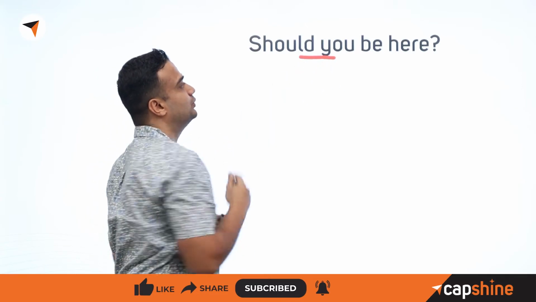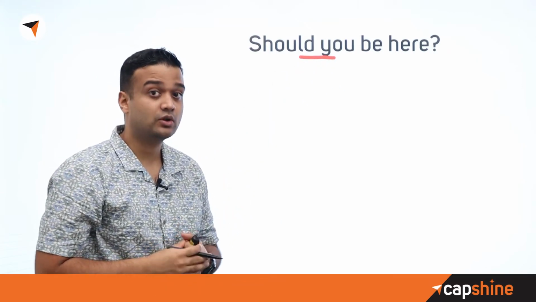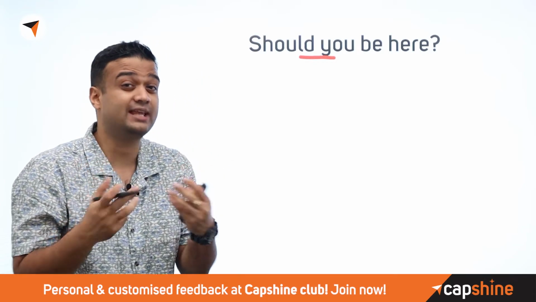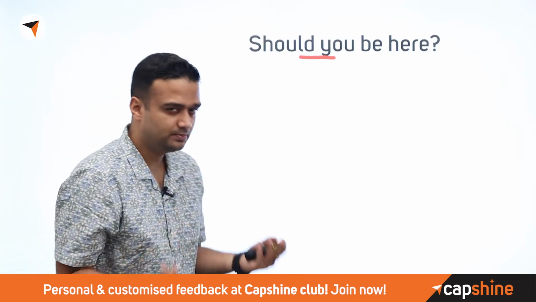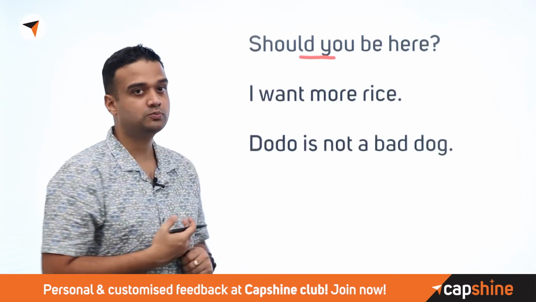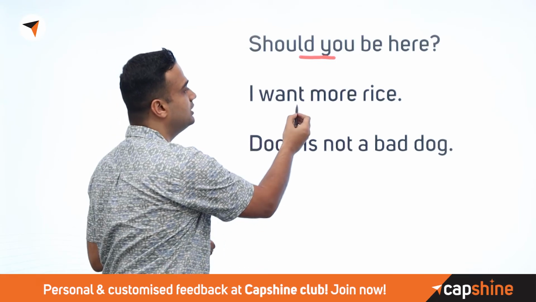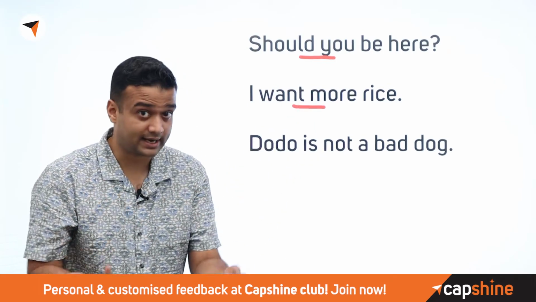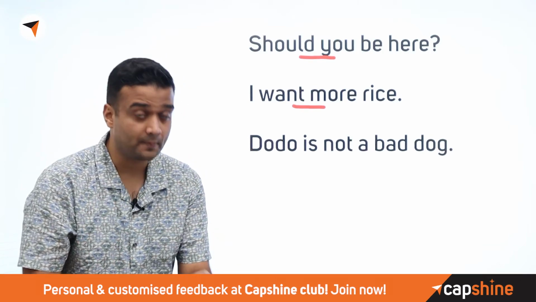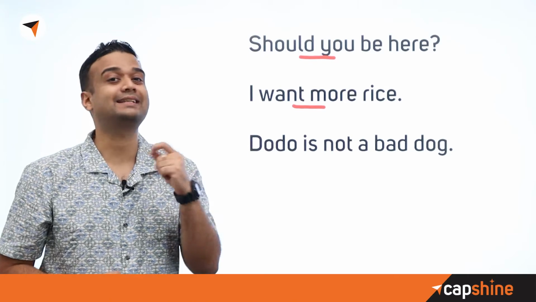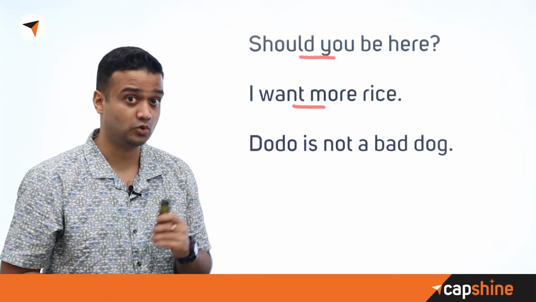Well, the answer is you would link these two and it would sound like "should you be here?" Right? The DJ, the j sound. Should you be here? What about these? I want more rice. Well, you would link these two and the sound would be "I want more rice," one more, one more. So the T sound is dropped off: I want more rice. That's the sound you'd be left with.